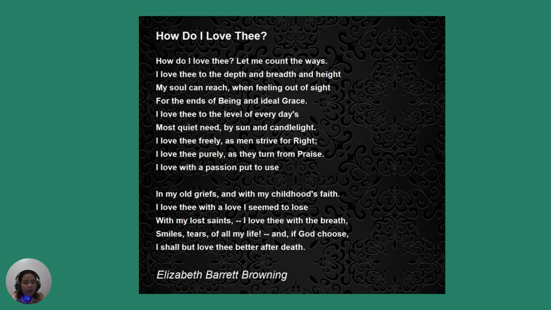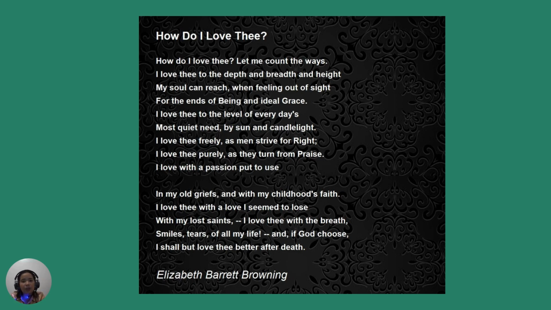So this is an example of a poem written by Elizabeth Barrett Browning, How Do I Love Thee. How Do I Love Thee is 1, 2, 3, 4, 5, 6, 7, 8, 9, 10, 11, 12, 13, 14. So How Do I Love Thee is an example of a sonnet. So I will be reading the poem by Elizabeth Browning, How Do I Love Thee.